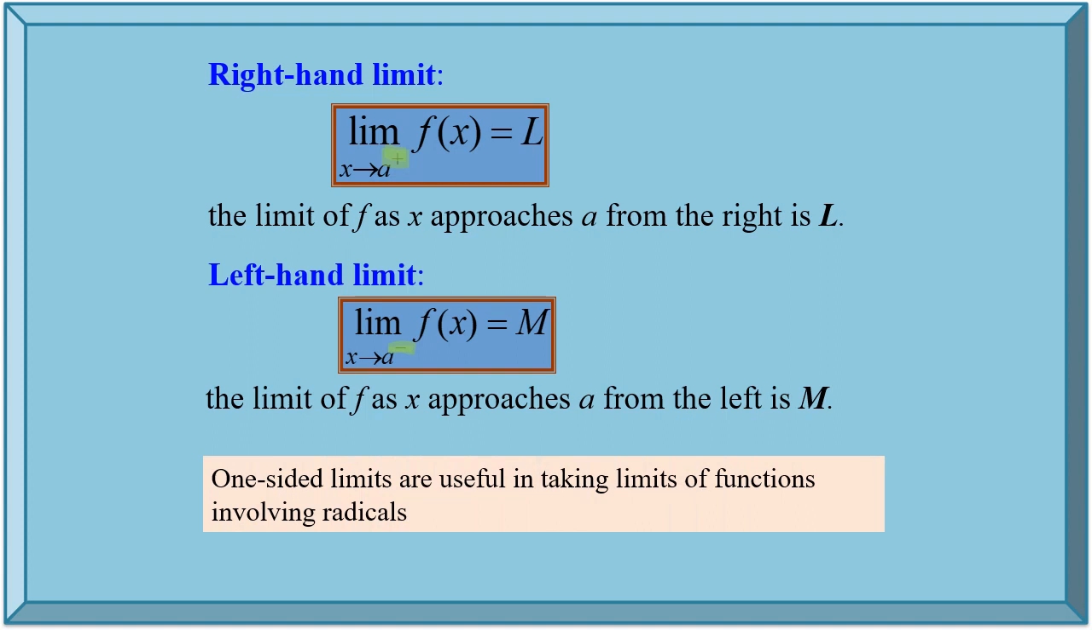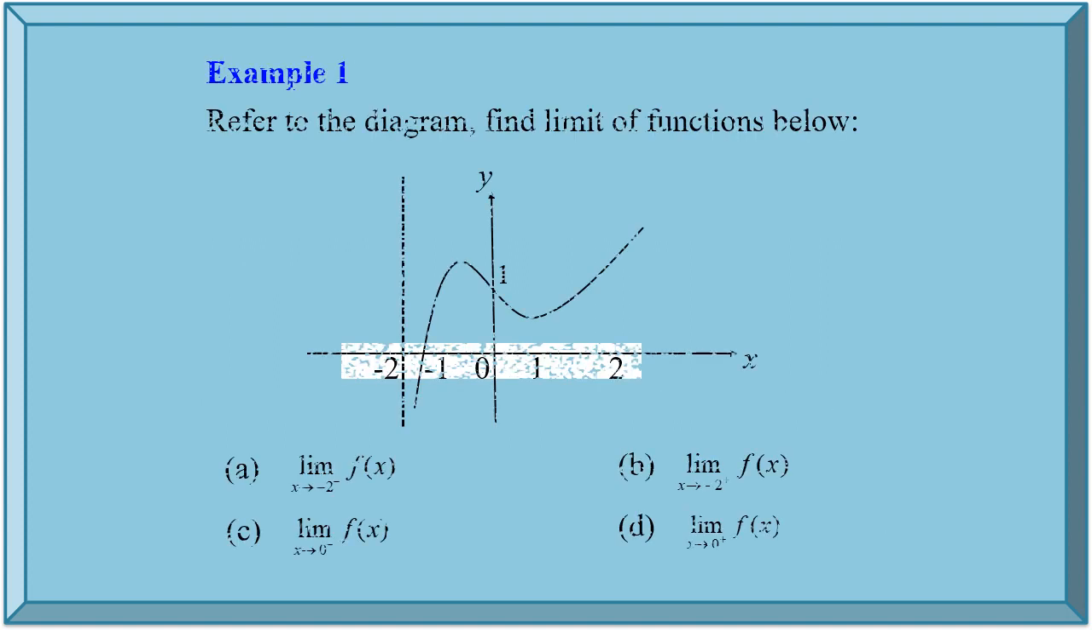One-sided limits are useful in taking limits of functions involving radicals. Okay, what does it mean by radicals? For example, refer to the diagram. Find the limits of the function below. We have this graph and we want to find the limit as x approaches a certain value.